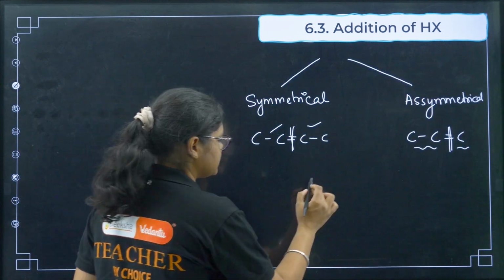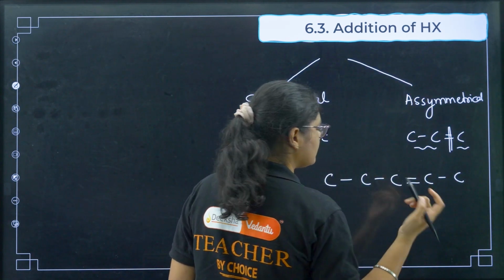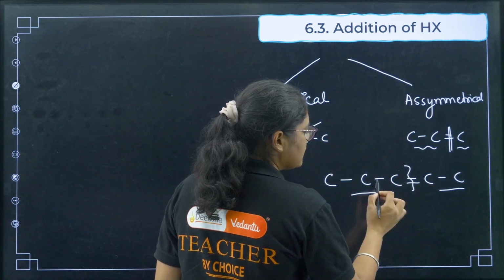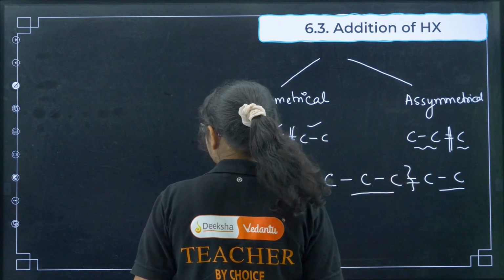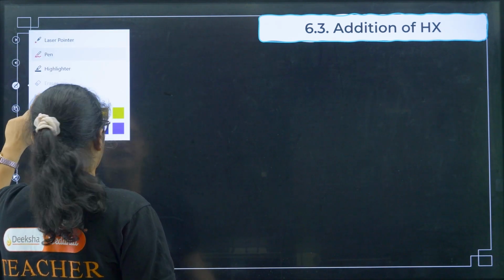Clear this much, what is symmetrical and what is asymmetrical alkene? Now for example, let me just take pent-2-ene. So if you see here we have 3 carbons, here we have 2 carbons, right? So this is an asymmetrical alkene. This much clear? Fine. Now see what happens when we add HX.